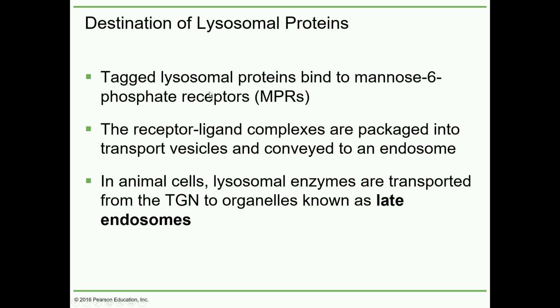So the tagged lysosomal proteins bind to mannose 6-phosphate receptors. Then the receptor-ligand complexes are packaged into transport vesicles and conveyed to endosomes. These transport vesicles having lysosomal enzymes go and fuse with the endocytic vesicles and form the early endosomes. So in animal cells, lysosomal enzymes are transported from the trans-Golgi network to organelles. First they form early endosomes, then late endosomes, and then eventually the lysosomes.